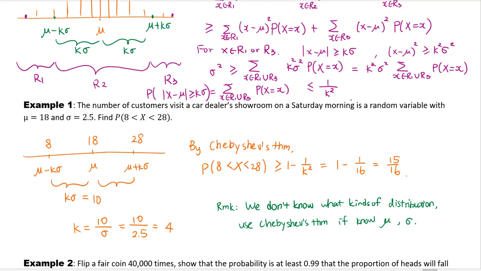And the weakness is, you can see we only get a bound. We're not getting exactly the probability. So this is the weakness: not the exact value of the probability.